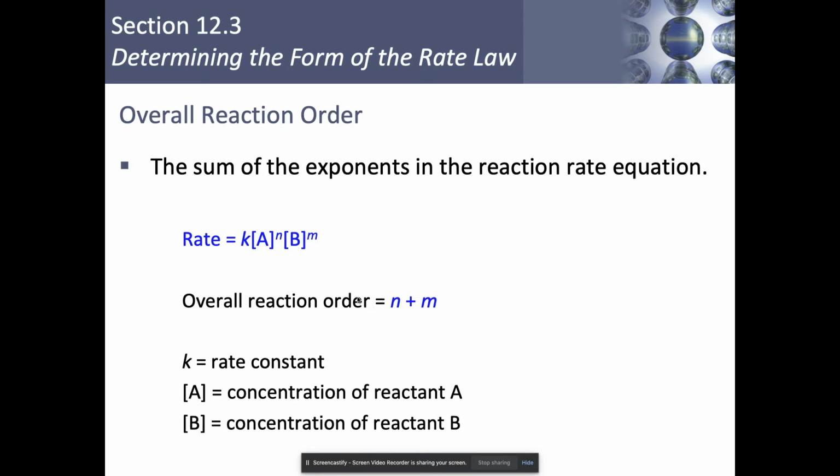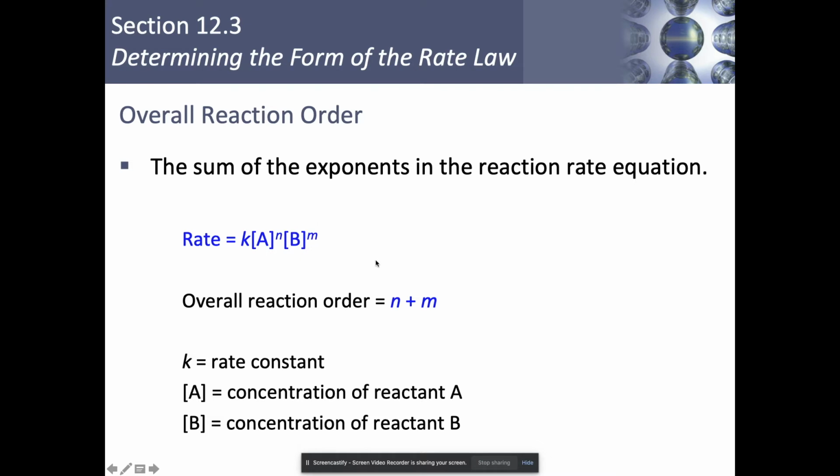But something that I would also add is sometimes they will not ask what the overall reaction order is, but they'll say, what is the order with respect to A? In that case, they're basically asking, what's the exponent that A is raised to? Or they could say, what is the order with respect to B? And that would be M. What is the exponent that B is raised to?